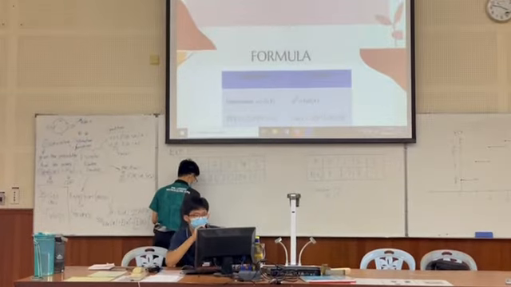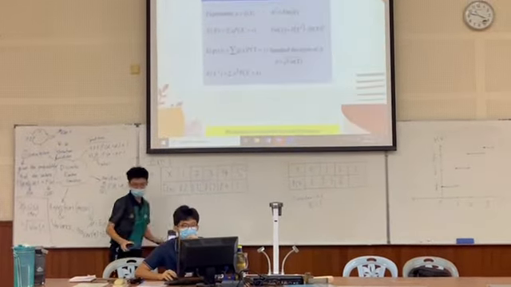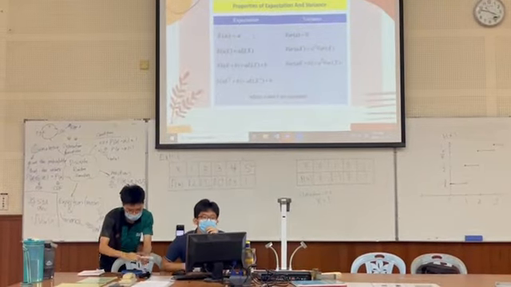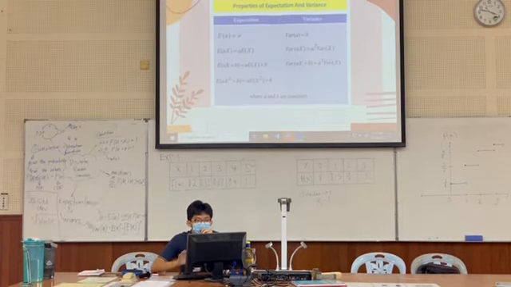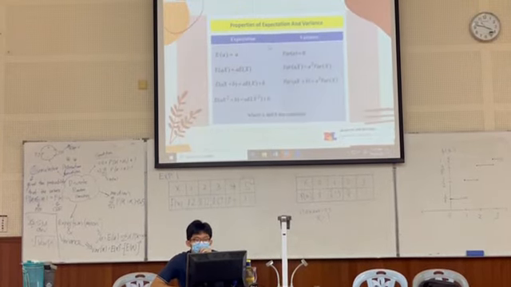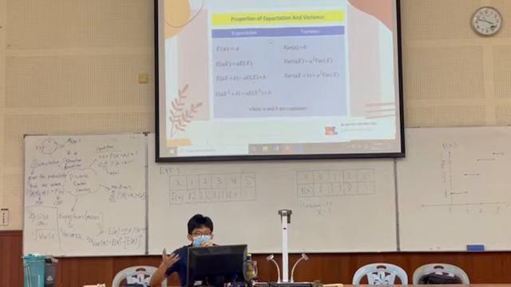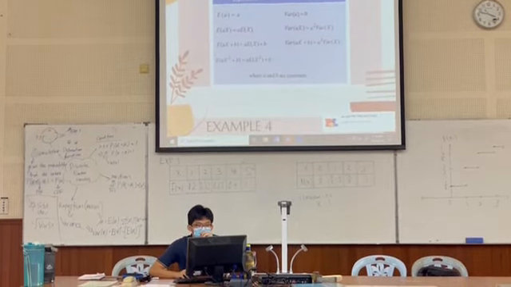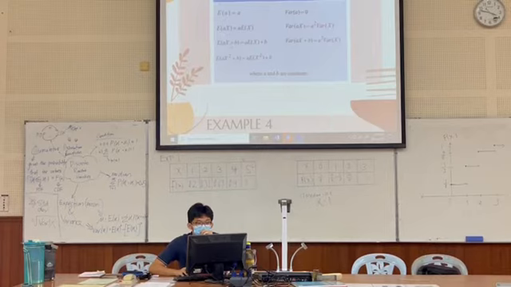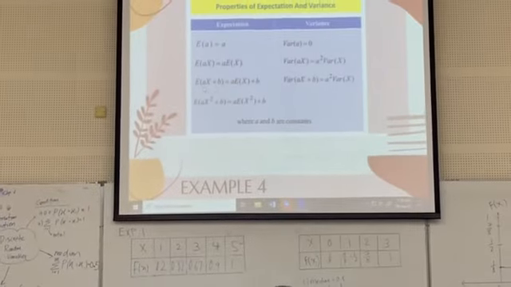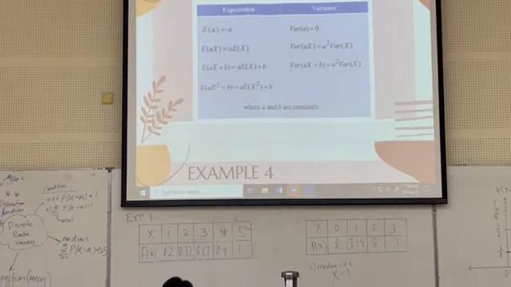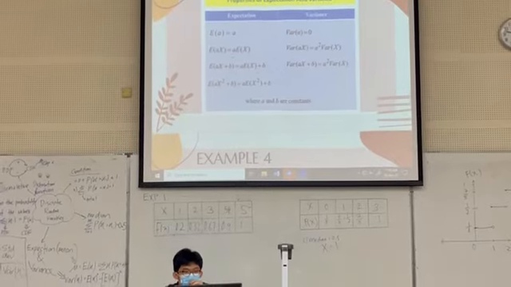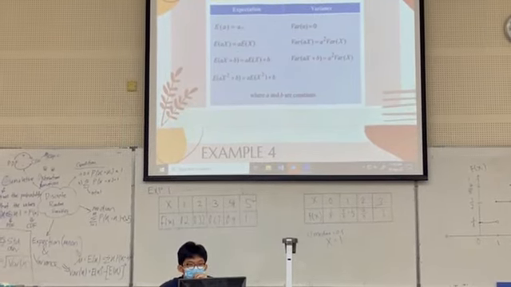So we move on to the properties of expectation and variance. For the expectations, where A and B are constants, E[A] is equal to A itself. To find E[AX], we factor out the constant first, and then multiply with E[X]. For E[AX + B], we distribute the E inside and get A E[X] plus E[B]. We factor out the constant A, and E[B] is equal to B itself because of the first property.